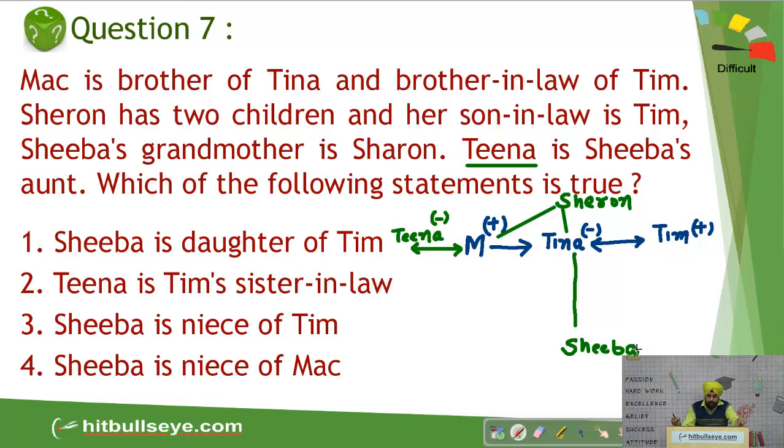Tina is Tim's sister-in-law. No, they are a married couple, so Tina is wife. Sorry, Tina, T-E-E-N-A. Oops, I'm so sorry. Tina, T-E-E-N-A is Tim's sister-in-law. You can see she, Tina, is married to Mac, who is the brother of Tina, T-I-N-A. Yes, so Tina is the sister-in-law. So second option becomes your answer. Right, students? Moving on to the next question.